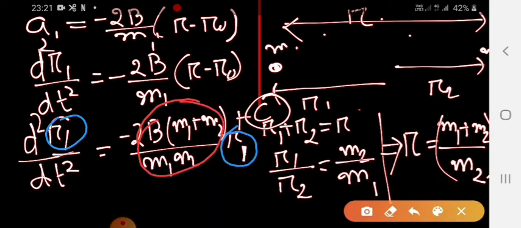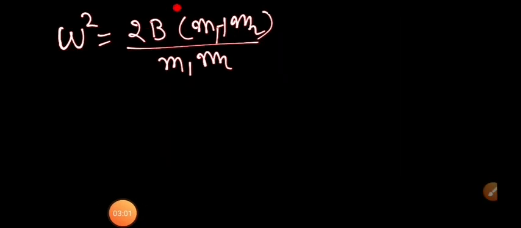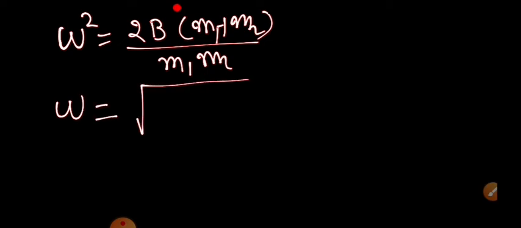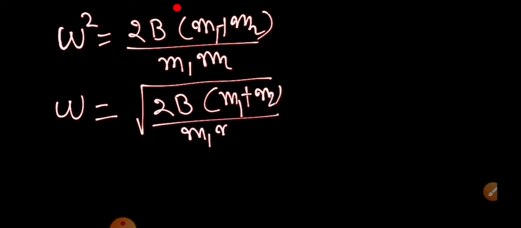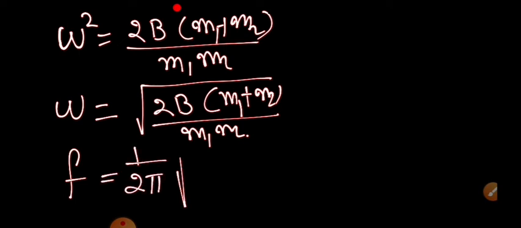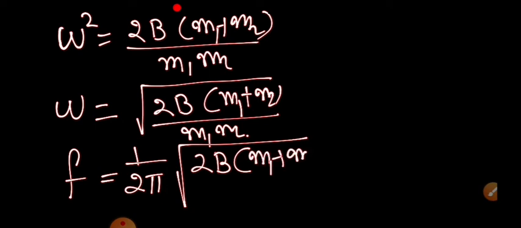So we can write omega square is equal to 2B (m1 plus m2) by m1 m2, and from this omega is equal to the square root of 2B (m1 plus m2) by m1 m2. The frequency is equal to 1 by 2 pi under the square root of 2B into (m1 plus m2) by m1 m2.